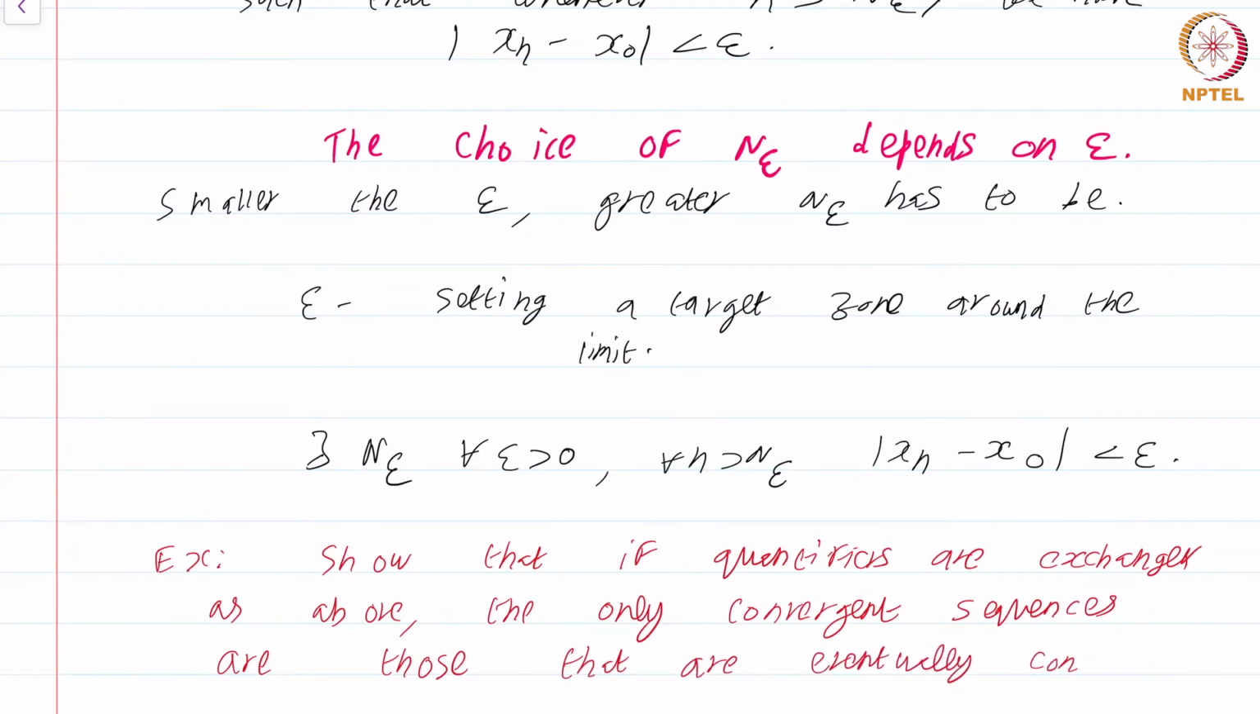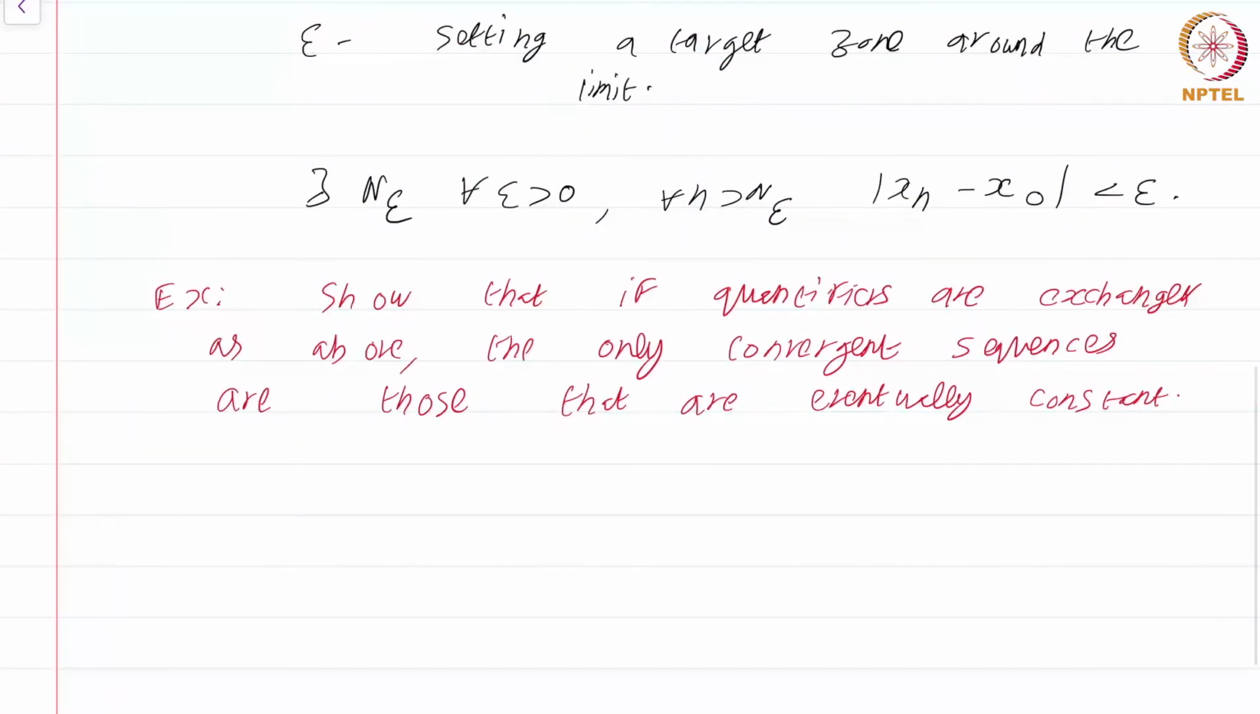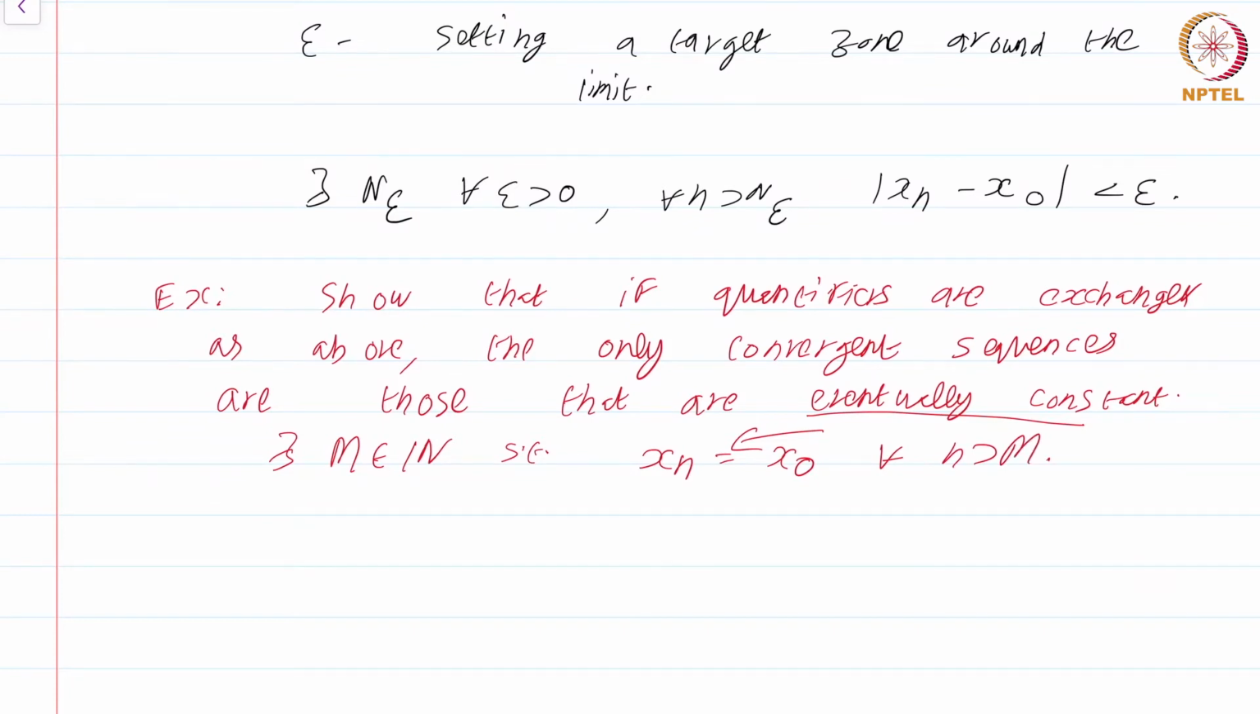What do I mean by eventually constant? Well, eventually constant just means there exists some capital M in natural numbers such that xn is equal to x naught for all n greater than M. After a particular point, the sequence just becomes a constant sequence where that constant is nothing but the limit x naught. Okay, please work out this exercise.